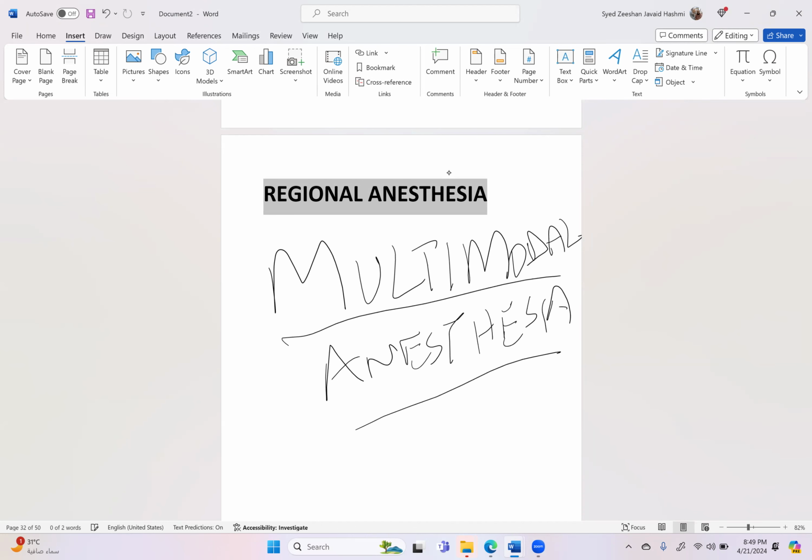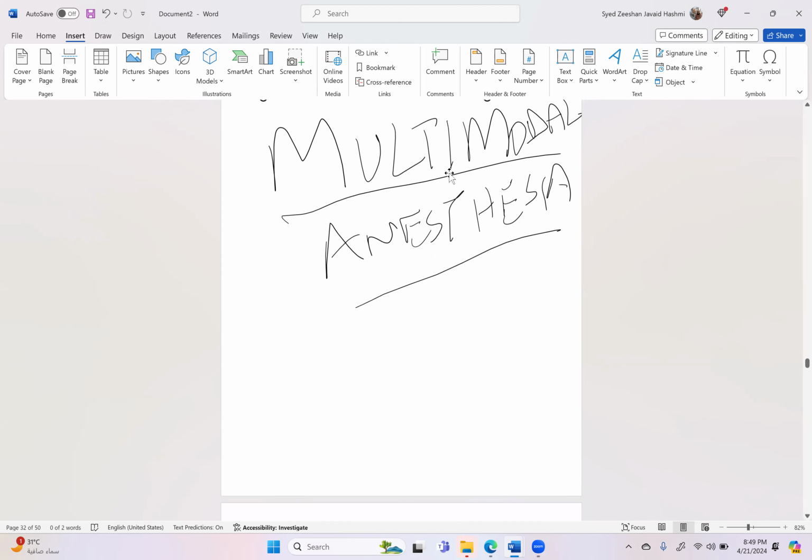We will try to get a conceptual understanding of the basic things you should be knowing when you are understanding regional anesthesia.